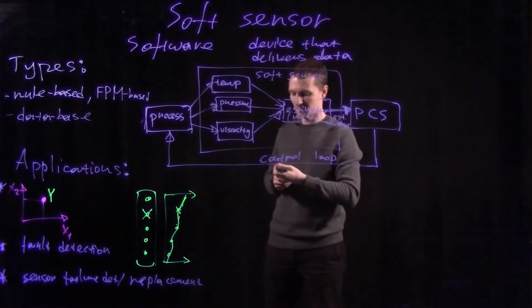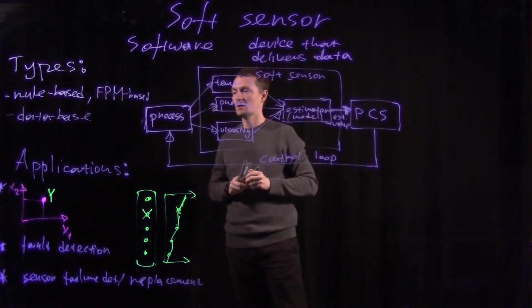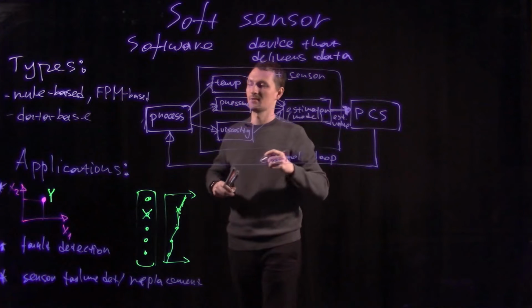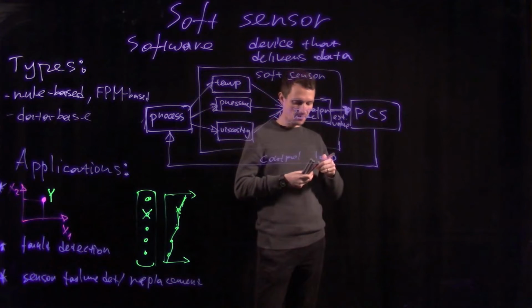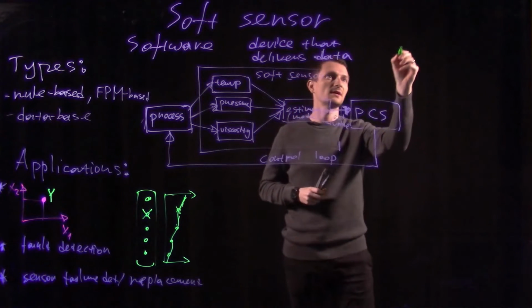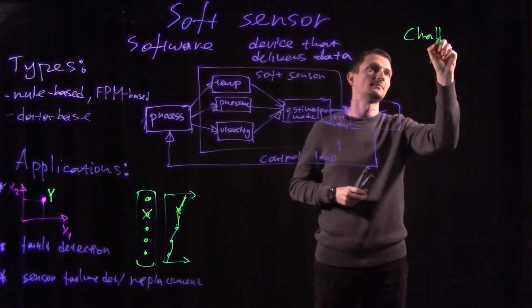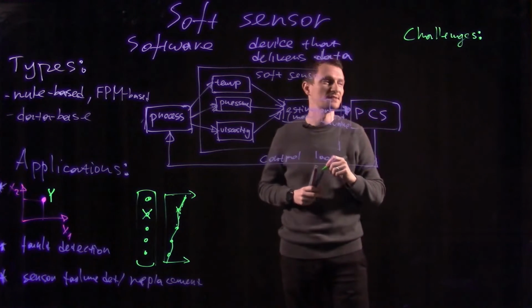But those are three major applications. For sure, there are more specific applications, but those are the types of applications we can talk about. Now let's go about challenges. So what are the challenges we have if we would like to implement to create a soft sensor?